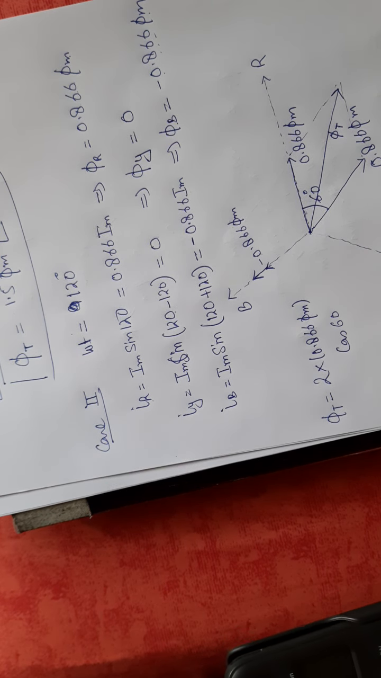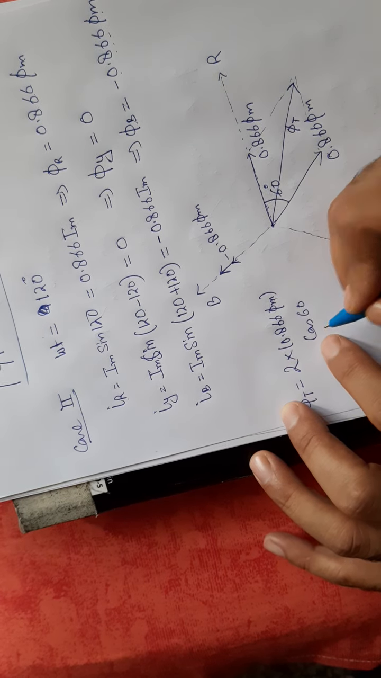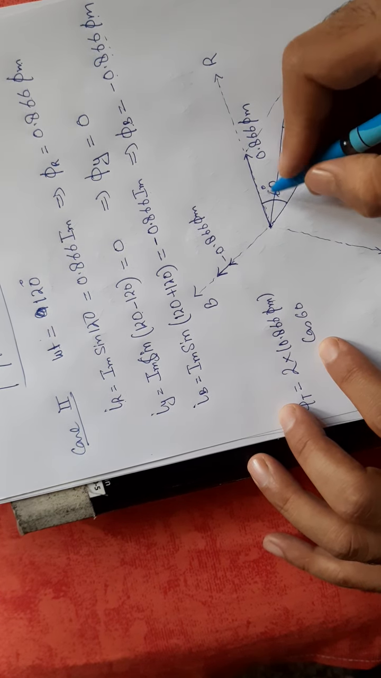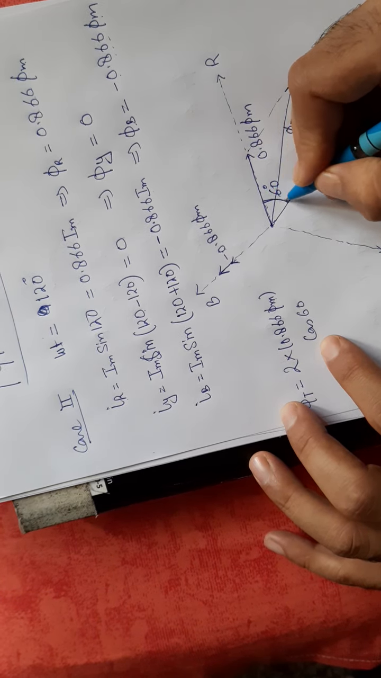So cos 60 multiplied by 2 multiplied by 0.866. Sorry, it is cos 30, since the total angle between the two vectors is 60, so cos 60 by 2. You know that. So what you will get is that phi total is equal to 1.499 phi m. So this 1.499 is nothing but 1.5 phi m.